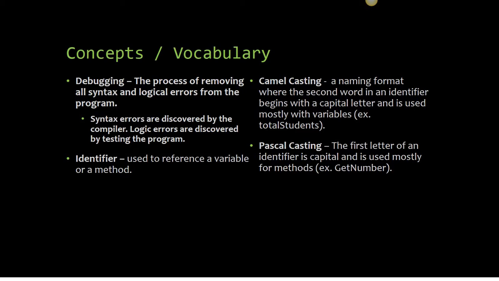The other is Pascal casing, and that means that the first letter of an identifier is capital, and it's used mostly with methods. For our example, the GetNumber method would have a capital G and a capital N for get and for number.